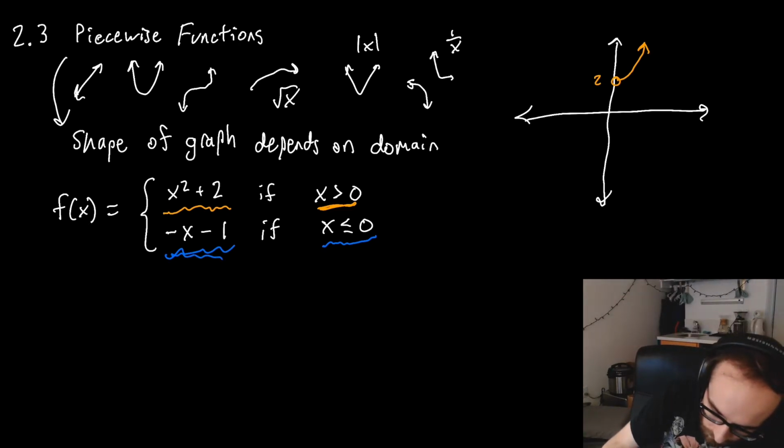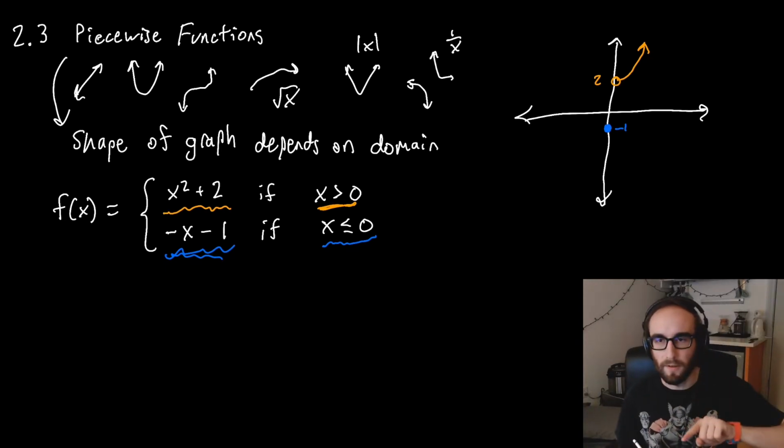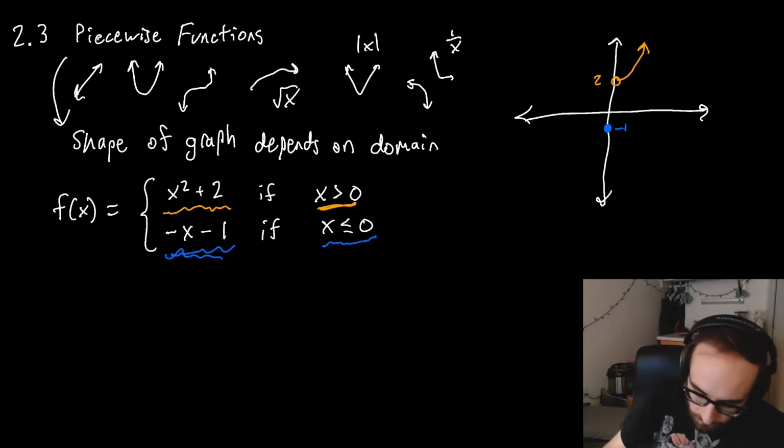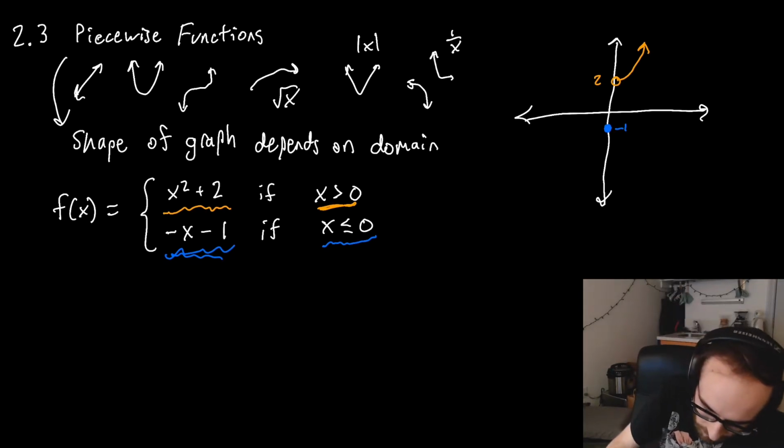So here we have negative 1. Negative 1 is our y-intercept, so we have a closed circle here. So when x is 0, the point on our graph is on our line. And then our slope is negative 1. So our line would look something like this.